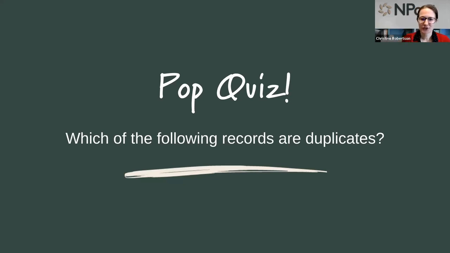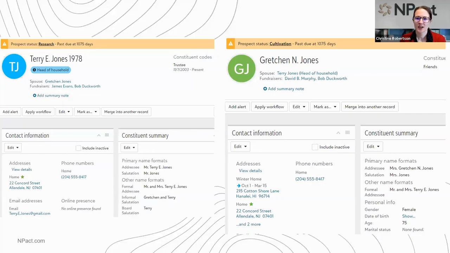So rather than us just telling you what duplicates look like, we thought it might be fun. I don't know, maybe a pop quiz is not anyone's idea of fun, but we thought it might be fun to move into a bit of a quiz where we're going to show you a couple of records side by side, and we're going to pop a poll up on the screen, and you'll have the choice to vote whether or not these records are duplicates. So let's go ahead and pull up that first slide and our first poll. Here we have Terry Jones on the left, Gretchen Jones on the right. Go ahead and take a look and vote in your poll.